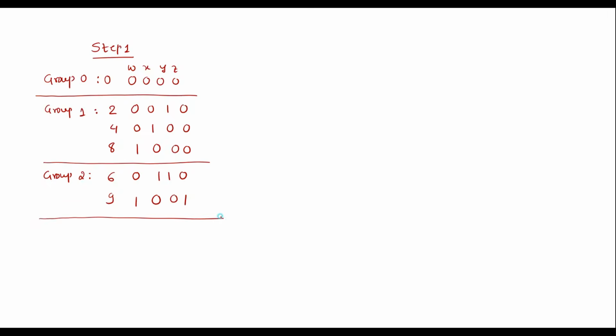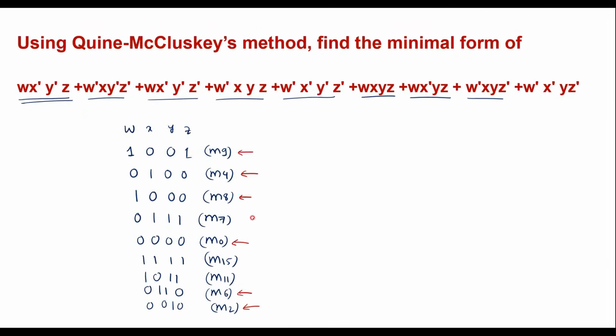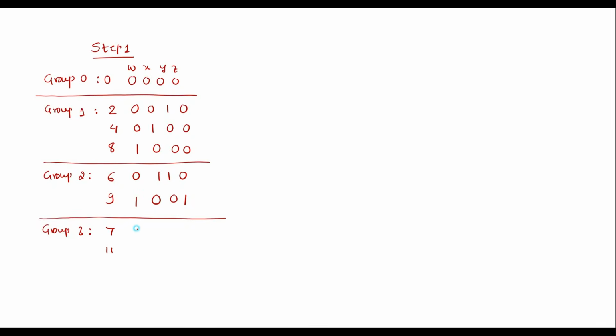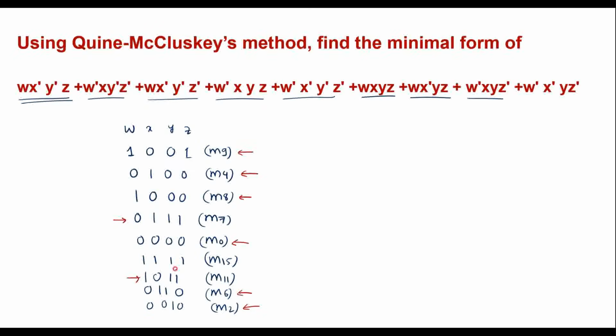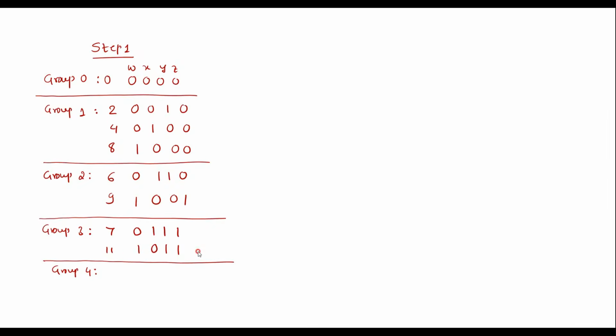Now let me write group 3. In group 3, I will write the numbers which have 3 ones. In 7 we have 3 ones. Similarly in 11 there are 3 ones. Let me write 7 and 11. 7 is 0, 1, 1, 1 and 11 is 1, 0, 1, 1. Now group 4. In group 4, I will represent the number which has all ones. Here we have 4 ones. That is 15 falls under group 4, which is 1, 1, 1, 1.